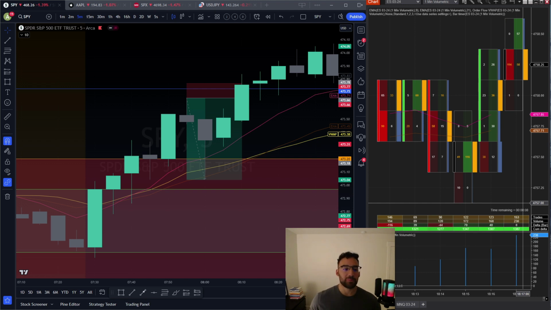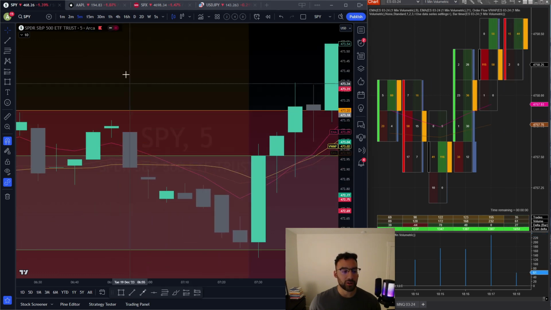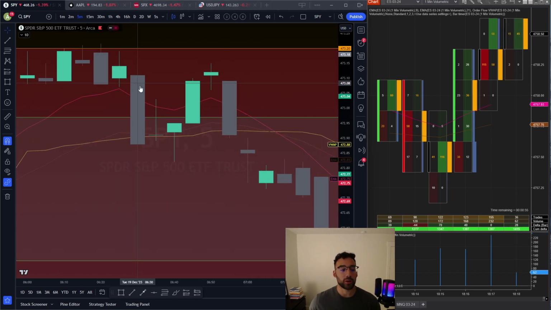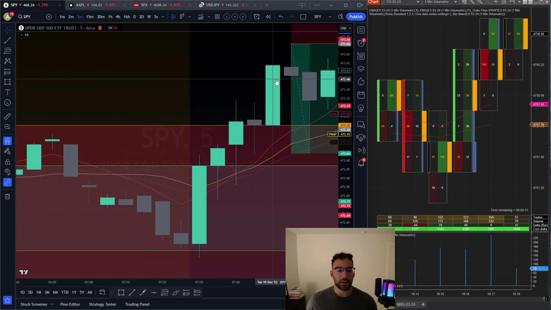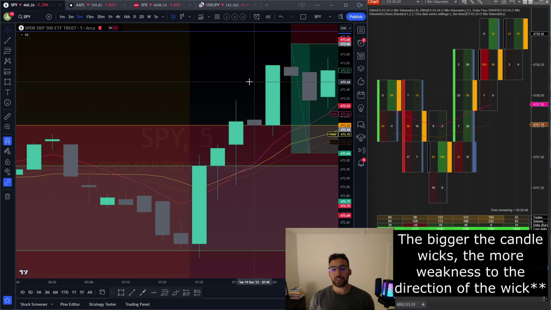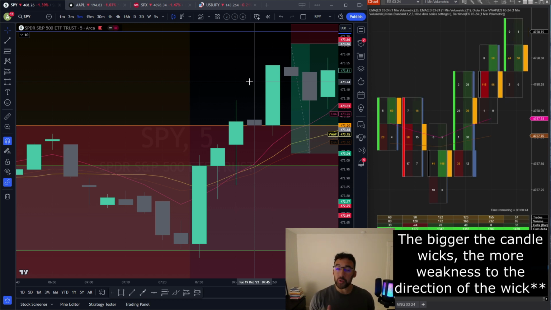With candles, the bigger the body in a direction, as an example, this candle went up, the bigger the body, the more bullish it is. Or on the contrary, on the move down, the bigger the body of the candle, the more bearish it is. On the opposite side of that, the bigger the wicks to either side will signify weakness to either side. Those basics will go really far, and I use those every day.